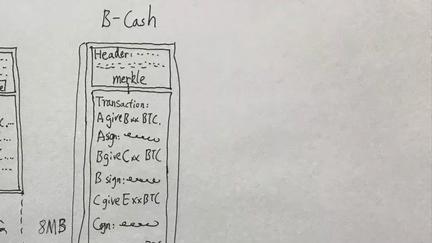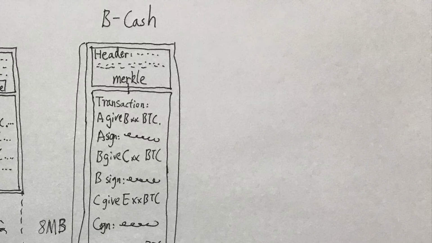And now I will show you the Bcash type. The Bcash type is just exactly the same as the legacy type, except they are 8 megabytes in size, so it can hold more transactions. It's quite straightforward.